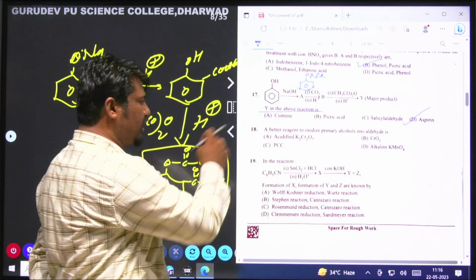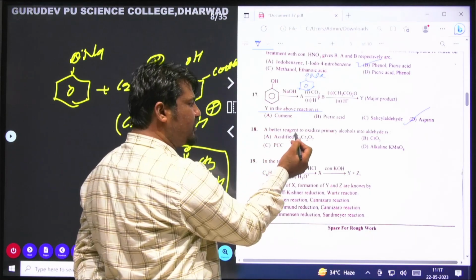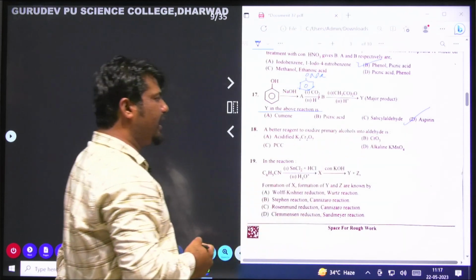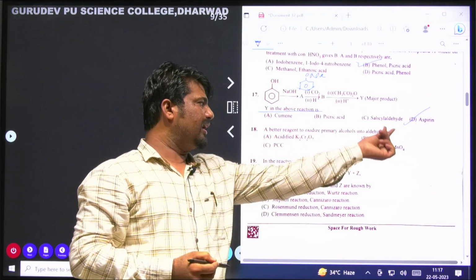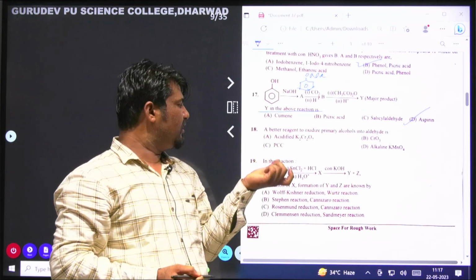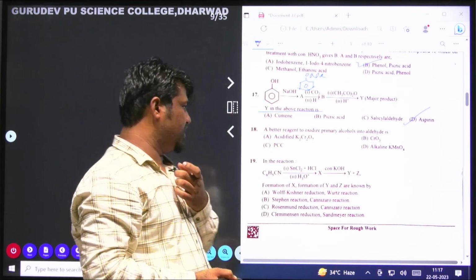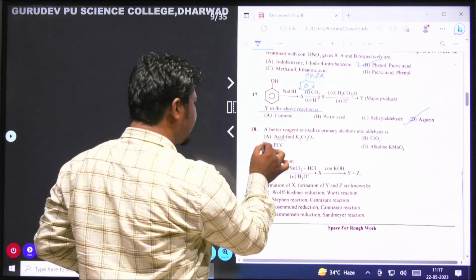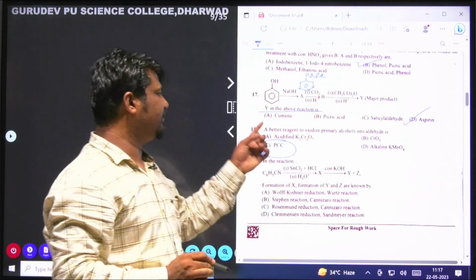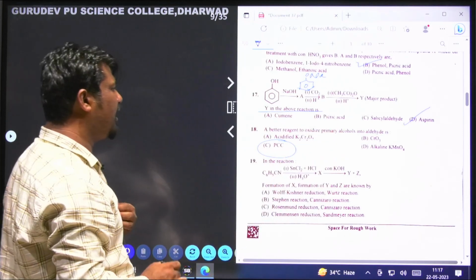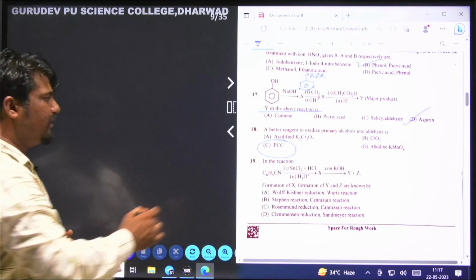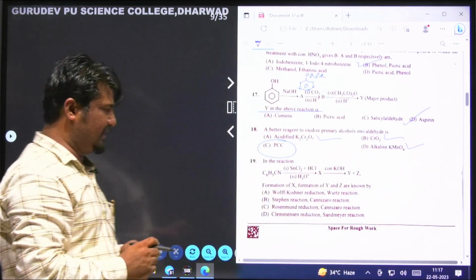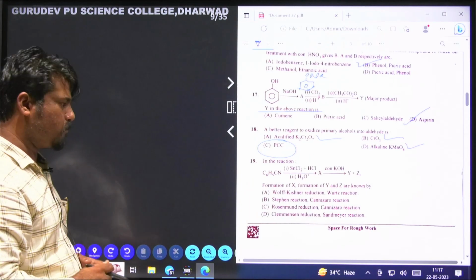Next I will come to question number 18. The better reagent to oxidize the primary alcohol to aldehyde. Primary alcohol to aldehyde conversion means we need a weak oxidizing agent. So here PCC is the weak oxidizing agent. That's the reason why we use PCC for primary alcohol to aldehyde. The remaining ones are stronger. The weak one is PCC. So the right answer is PCC.